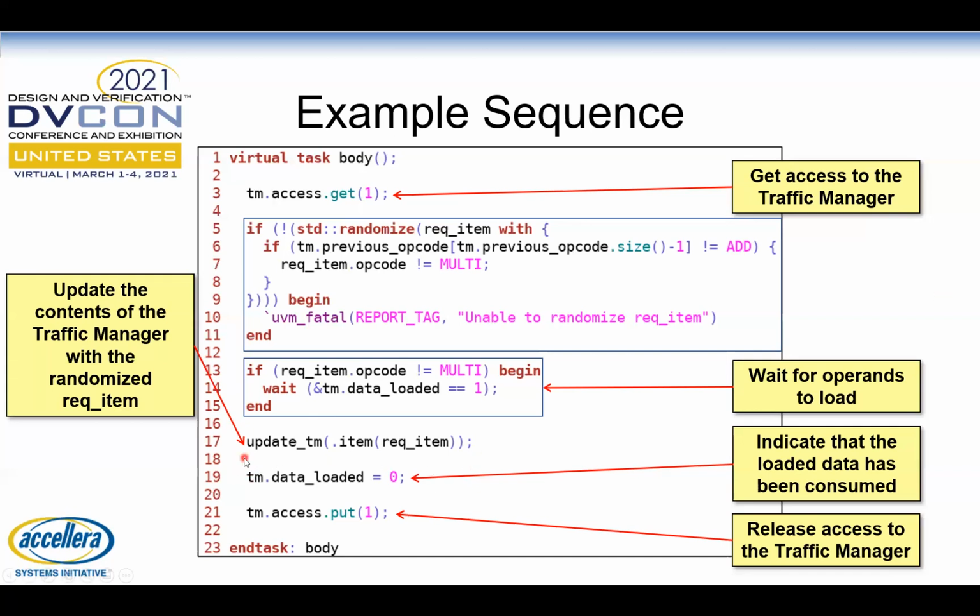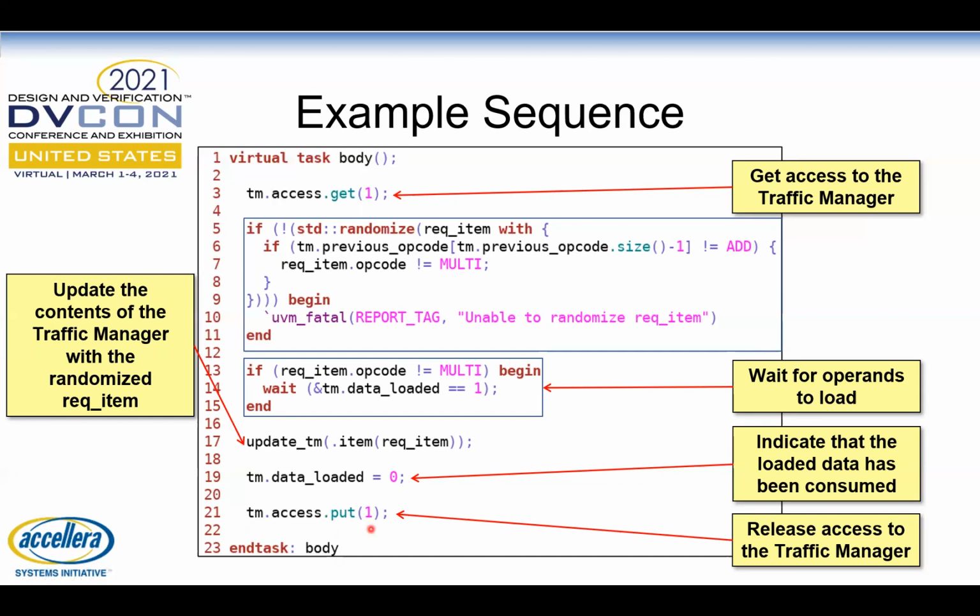We won't go into the update traffic manager's function, but this is basically where the traffic manager gathers all the data it needs from the sequence item. And then once that's done, the data loaded field can be reset, indicating that the loaded data has been consumed. So that's what's done on line 19. Once this is all complete, the sequence releases access to the traffic manager to allow another sequence to get access to it. And that's what we do on line 21.